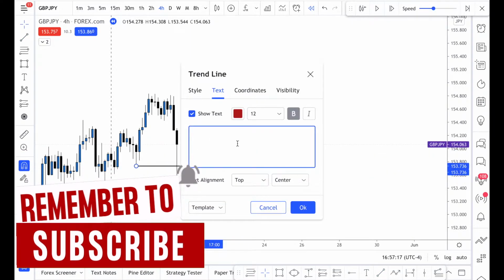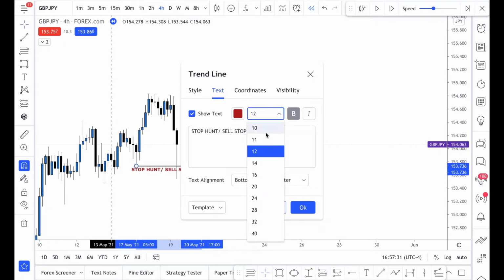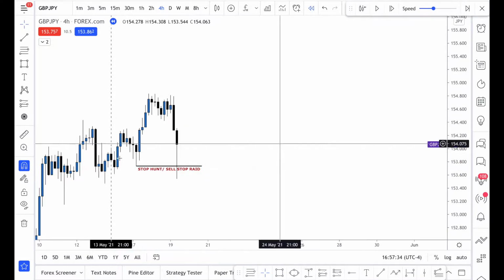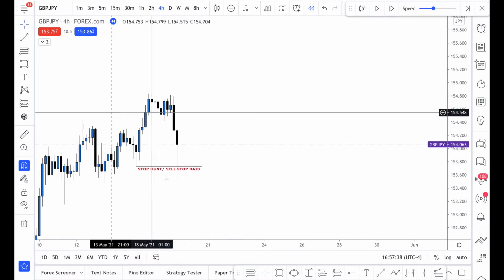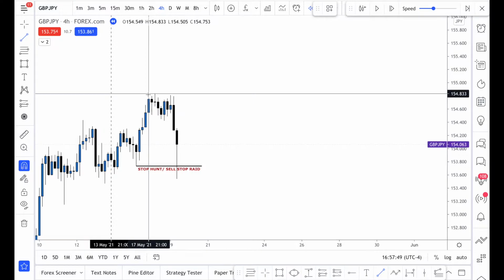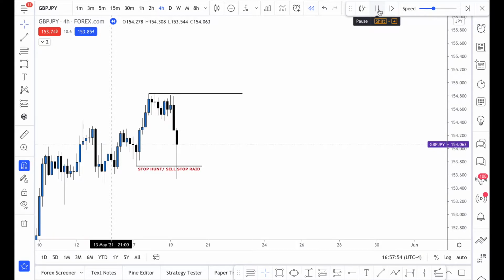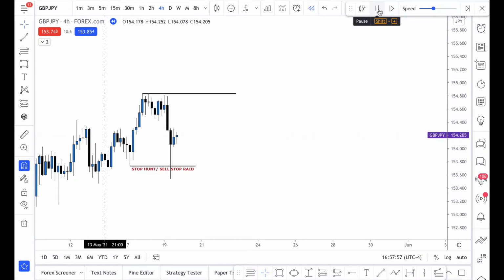All right, you had the stop hunt there, and we'll put that at the bottom, or you can put sell stop raid. All right, so you have that purge there, or that sell stop raid. And so let's see how it plays out. Let's see, now we have kind of like a structure. I know right here, here's our buy stops resting about there. Okay, and so let's see what happens.